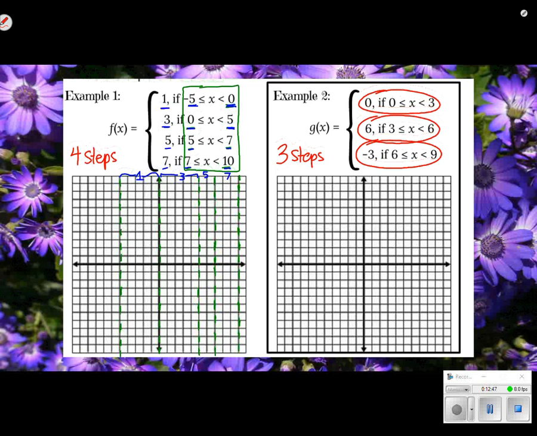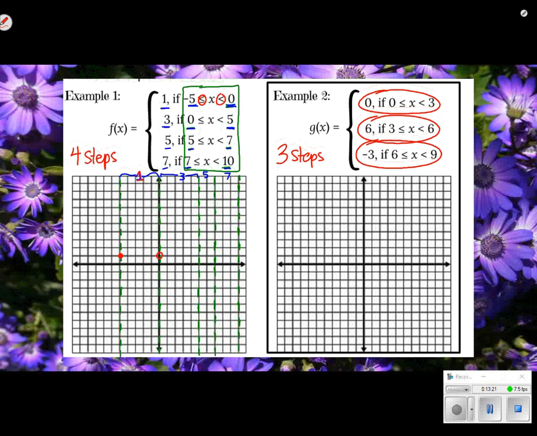All right, the next thing we're going to look at are the inequalities. Now, I know I'm going to be at a y value of 1 here. So on the left-hand side, I'm going to have a closed circle because that has an equal to bar. And on the right-hand side, I'm going to have an open circle because there is no equal to bar. So at -5, I'm going to have a closed circle at 1. And at 0, I'm going to have an open circle at 1.